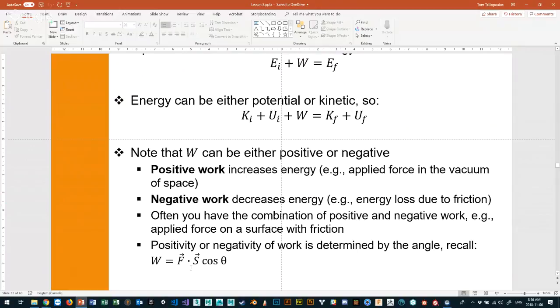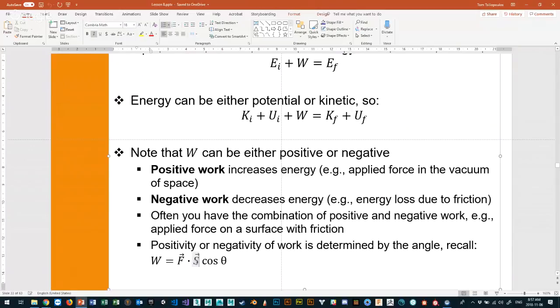Okay. Again, when we think about this, positive or negative work is determined by the angle. And recall that work is equal to force times the displacement times cos theta. Again, notice it's S now, not R. Don't be fooled by this. S is displacement, so is R, range, right? Whether you see it one way or the other, you should understand what this means. It means displacement.